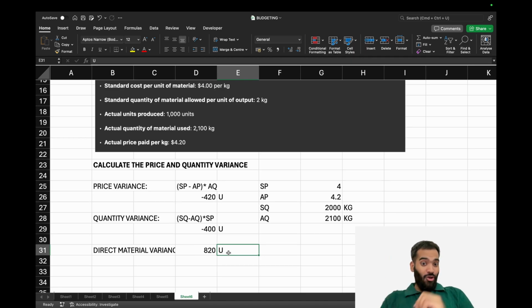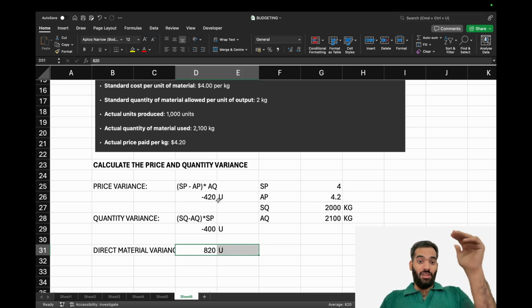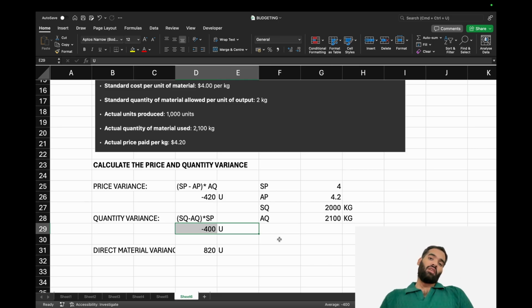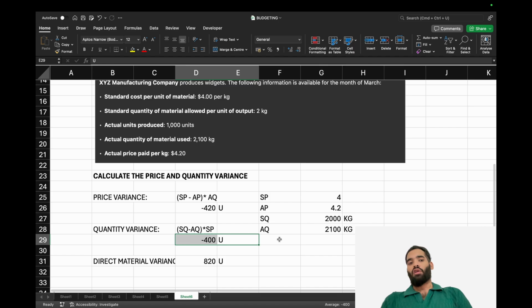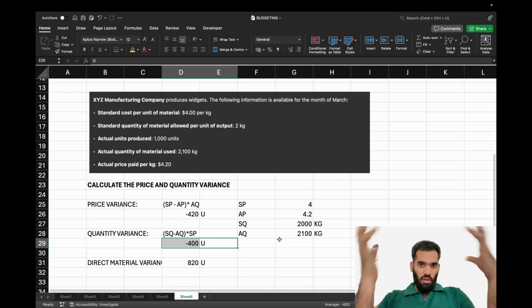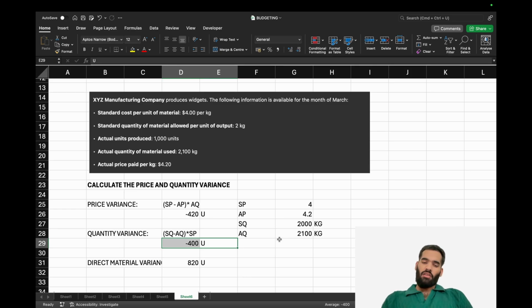And now we also know that out of 820, the purchase department cost us 420 and the production department cost us $400. So that's how you solve the question, and the logic behind solving it. I hope it's clear, and you can obviously do this question again and again until you are able to solve it, and then you move on to the next videos and continue on.